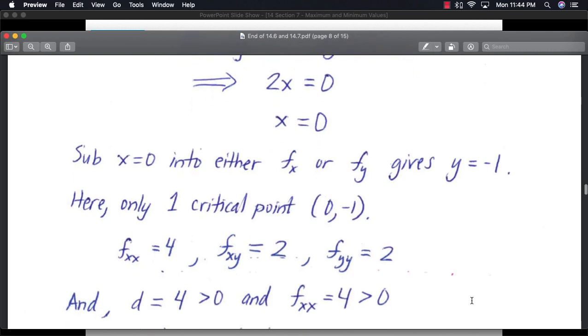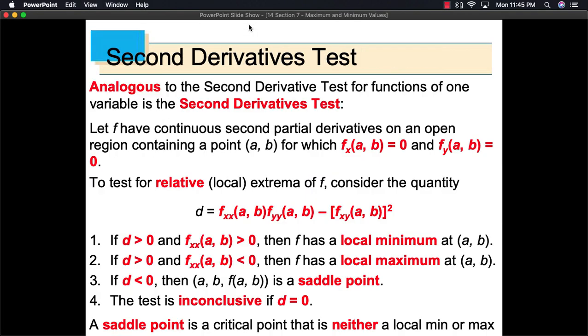And then once again, we use that formula. Go ahead and plug these values in. Again, what is it? It's 4 times this 2 over here is 8, minus this middle term squared, which is 4. So 8 minus 4 gives me 4, which is positive, right? And as we can already see, the double derivative with respect to x is also positive. So in this case, I have a positive, right? So again, if I go back to that methodical slide, that's case 1. When you have a positive, you get a local minimum.